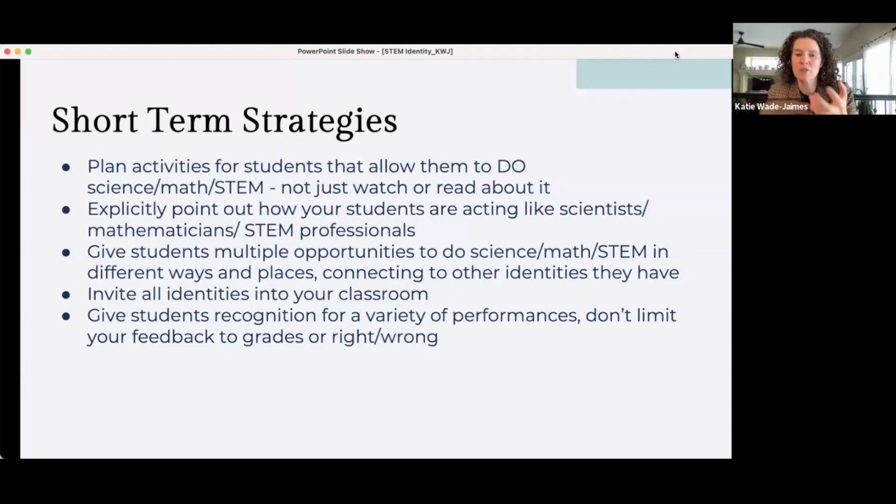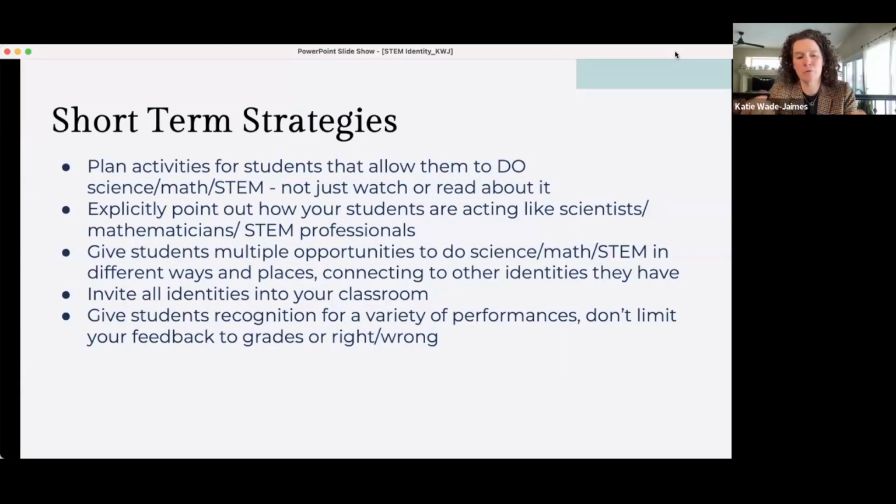Also making sure that you have multiple opportunities to do science in different ways and places, so that science isn't defined as one thing. It's not just following this lab procedure. It really connects to communities, to personal identities, to cultural identities. And inviting all of those identities into your classroom, making space for all of your students to show up as themselves. What that can look like is, are you allowing students to talk about science in a way that feels comfortable for them? Are you allowing them to use words that make sense to them? Or are you forcing them to fit into a narrow definition of what science is?